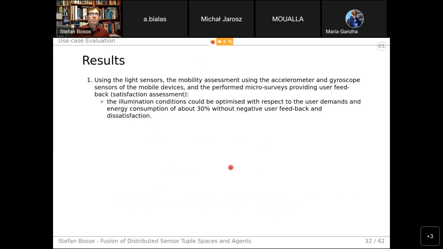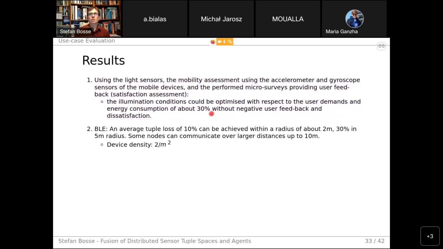And what are the results? Using the light sensor, the mobility assessment, using the accelerometer and gyroscope sensors of the mobile devices to get a measure if the user is moving or is just sitting in the office, and the performed micro surveys providing the required user feedback, the satisfaction assessment, the illumination conditions could be optimized with respect to both user demands and energy consumption of about 30% without negative user feedback and dissatisfaction.